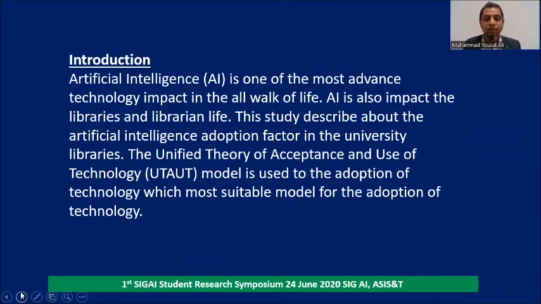Artificial intelligence is one of the most advanced technologies that impacts all walks of life. AI also impacts libraries and librarians' lives. This study describes the artificial intelligence adoption factors in the university libraries of Pakistan. The Unified Theory of Acceptance and Use of Technology, the UTAUT model, is used for the adoption of technology.